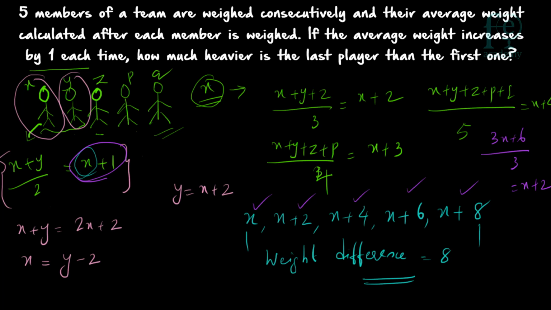X plus 2, X plus 4, X plus 6 and X plus 8 are the weights. And then the difference between the first person's weight and the last person's weight will be equal to 8.